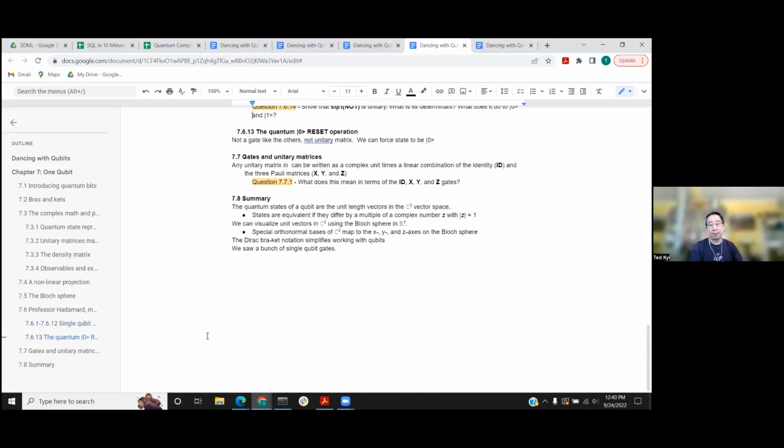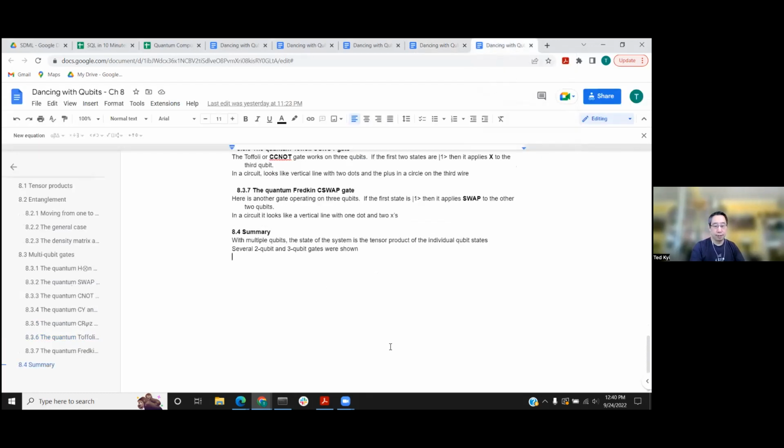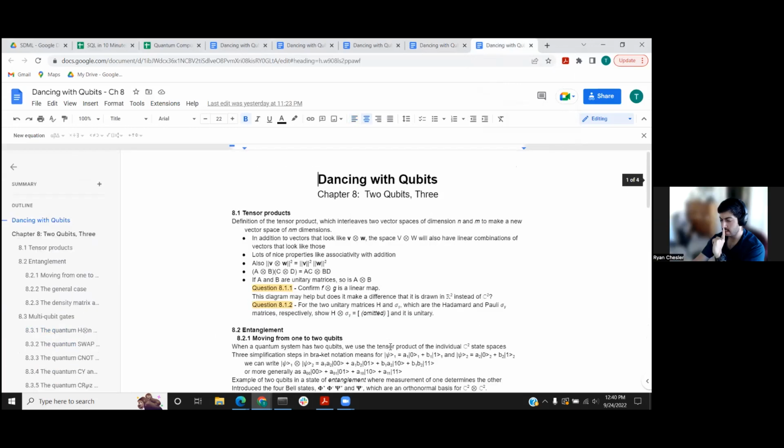All right, so that kind of wraps up chapter 7, the single qubit gates. Any other questions, comments, clarifications? All right. I think the gates are one of the parts that I understand the best now, but I think we'll have to see.